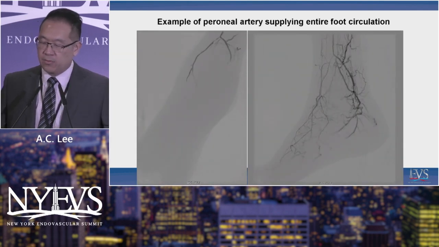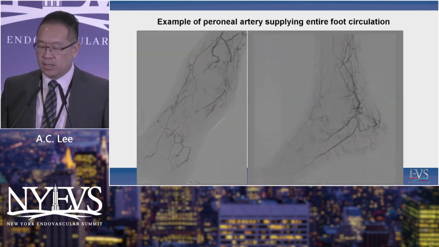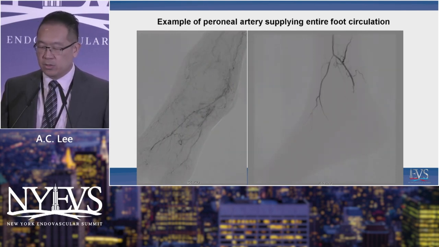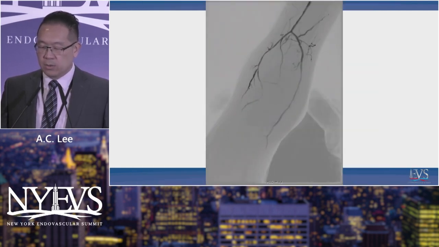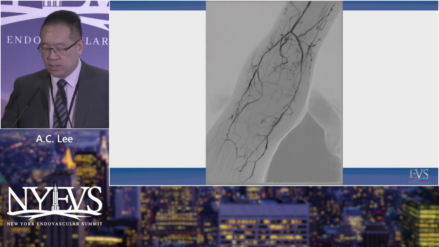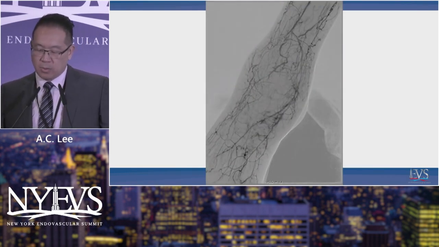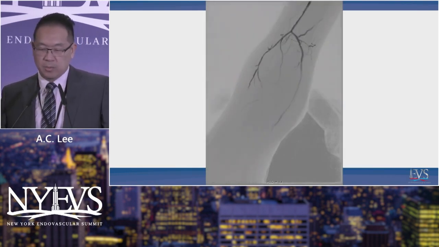So here's an example of the peroneal artery coming down and supplying the anterior tibial and posterior tibial circulation of the foot. You can see we put the wire through and balloon both occlusions. And afterwards, you see that you get back the plantar vessels. The distal dorsalis pedis is very small, probably in some spasm here, but you get the point.